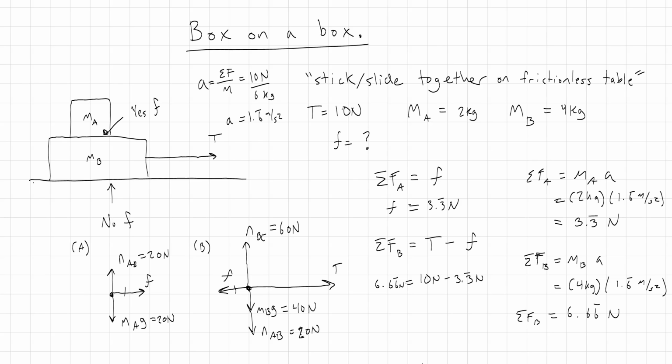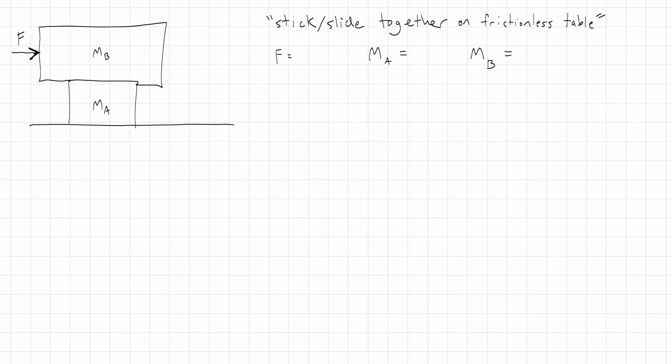Let's do another problem. This time, we are going to take a look at two blocks that are stuck together, and they're sliding on a frictionless table, but now you're pushing the top block. So this is almost like a Jenga kind of move. You're pushing the top block, you don't want to move the bottom, or you are moving the bottom block, and they're all sliding together.